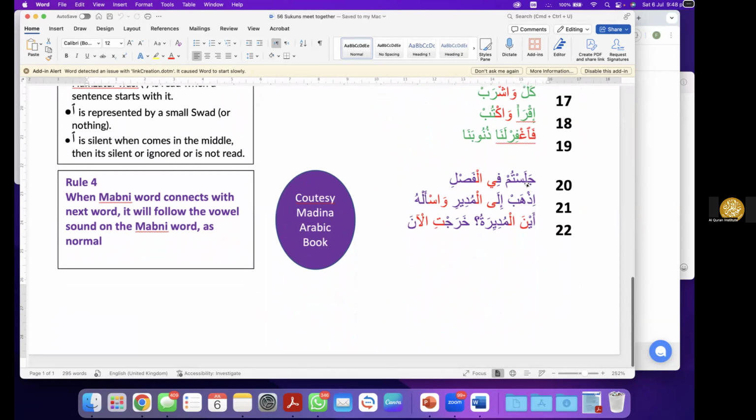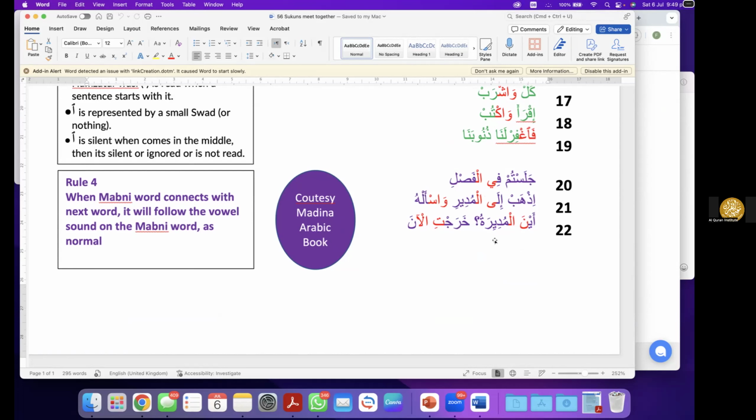Fi came. Jalastum fil fasli. It will follow the vowel sound on the mabni word. So whatever sound is on this will be followed. Ilal, can you see ila? This ya is carrying a sound and it will continue here. Ilal mudiri. Fil, because of the fi kasra, the sound coming out is the e sound and it will continue. So there is no special rule here.